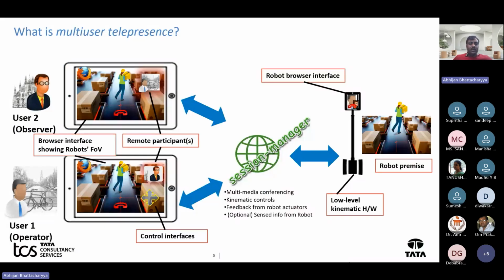But in multi-user telepresence, there can be multiple users joining the session, and one human can request an upgrade to operator. As you can see here, user 1 is the operator who is controlling the robot, and that is why he has the control interfaces, while user 2 is just the observer. They all can see, but user 2 can only watch what is happening. If user 1 is done with his or her actions, user 1 can relinquish the operator role, and the observer can take it up.